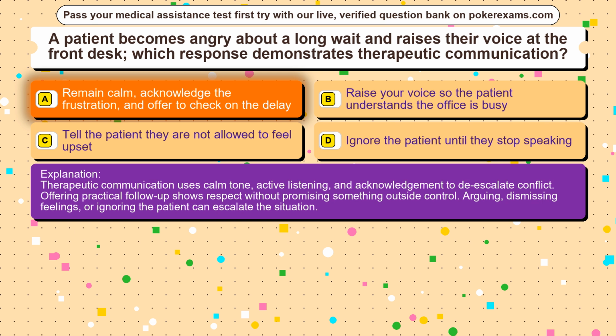Therapeutic communication uses calm tone, active listening, and acknowledgement to de-escalate conflict. Offering practical follow-up shows respect without promising something outside control. Arguing, dismissing feelings, or ignoring the patient can escalate the situation.